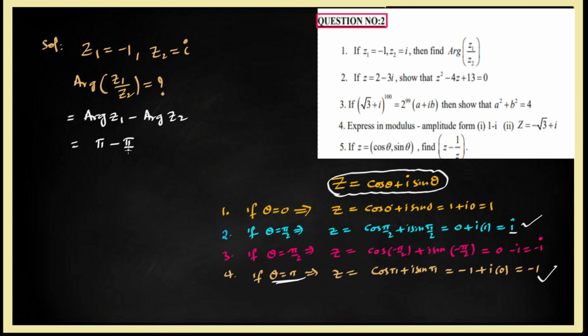So pi minus pi by 2. 180 minus 90 is 90, that is pi by 2. Therefore, the argument of z1 by z2 when z1 is minus 1 and z2 is i is pi by 2.